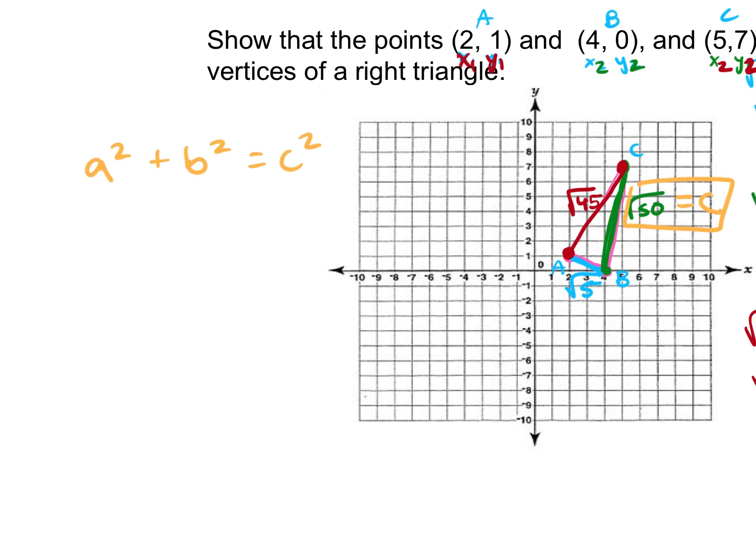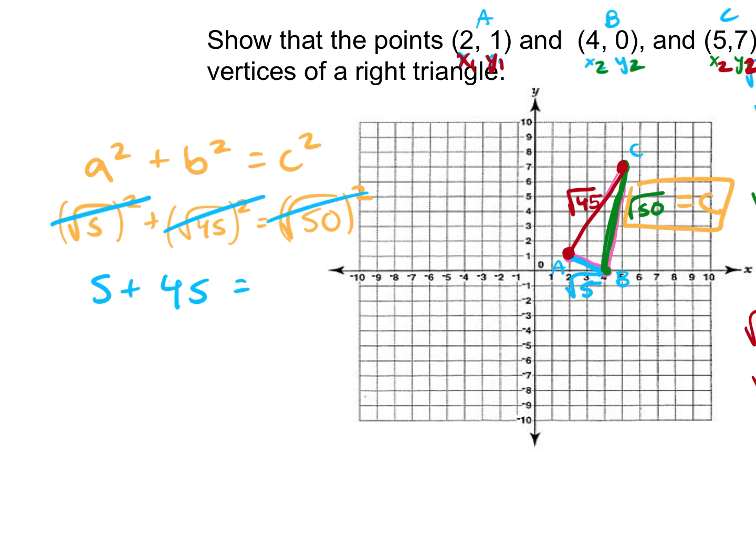So I'm going to say the square root of 5 squared plus the square root of 45 squared is equal to the square root of 50 squared. Well, here the square root and the squared just cancel, so I have 5 plus 45 is equal to 50. 5 plus 45 would be 50. Does 50 equal 50? Yes. So is this a right triangle?